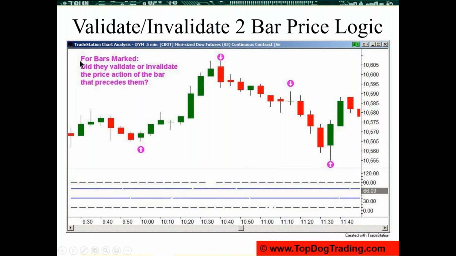Here's the question. For the bars marked, did they validate or invalidate the price action of the bar that precedes them? So type into the questions box, the chat box, whatever it is, right here. Does this bar validate? So we got a move coming down. Whoops, lost my little cursor there. So we have a little move coming down. And then this bar right here. What do you make of that bar? Does that bar invalidate the down move where it would be a good buy signal? Or does it validate, invalidate, whatever? What do you think? Type it in.